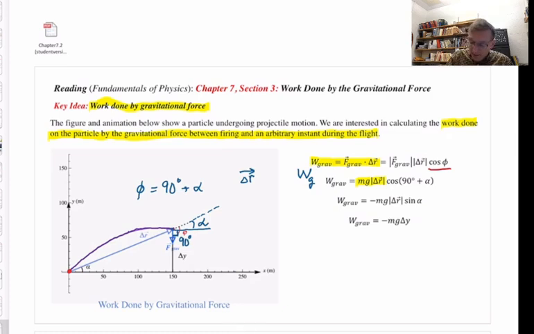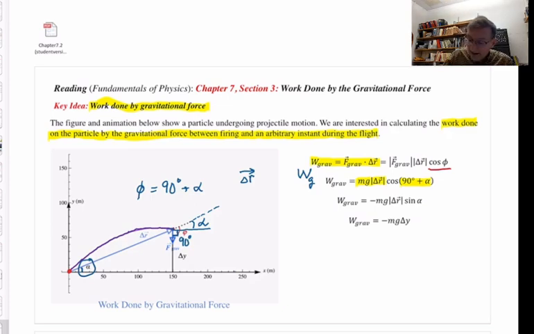But note that that angle that I've marked as alpha is the same as the angle alpha marked down here, which is the angle that delta r vector makes with the origin right down here at the lower left. It's the same alpha from geometry. That's going to be important. But for now, all I've done in the work calculation is replace phi with 90 degrees plus alpha.